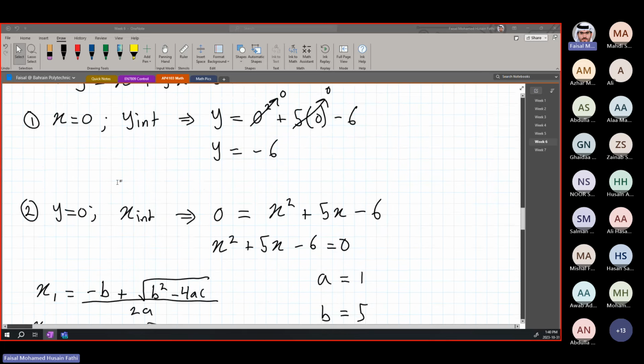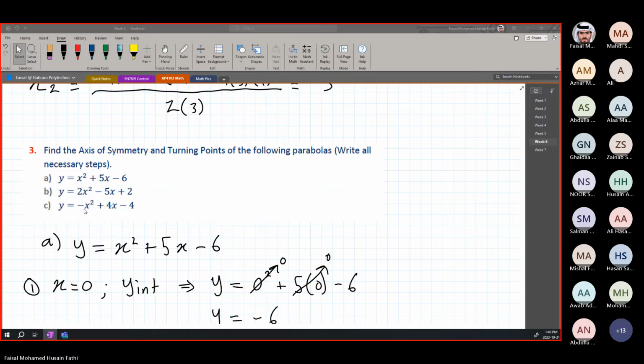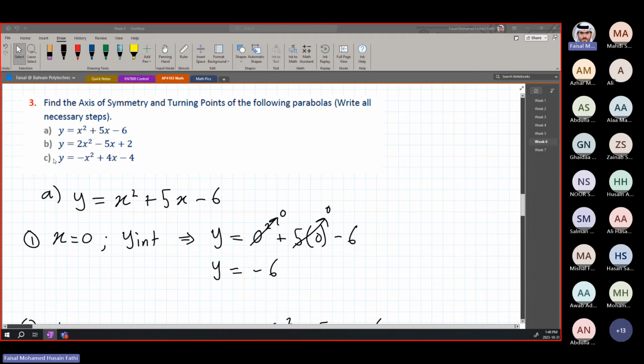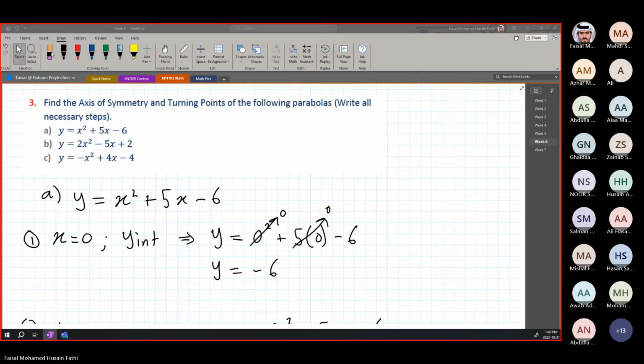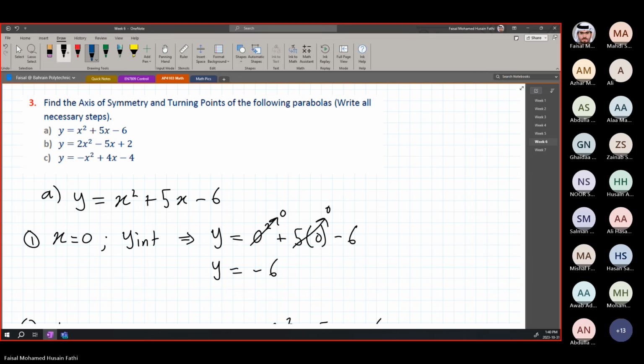Do you guys want me to solve another one, or is the concept very clear? You want me to solve C to see how it is if the A is negative? Let's solve part C. Okay, let's just do C because I want to show you if the A is negative, it's going to be in a downward, like in an N shape, not a U shape. So the equation is y is equal to minus x squared plus 4x minus 4.